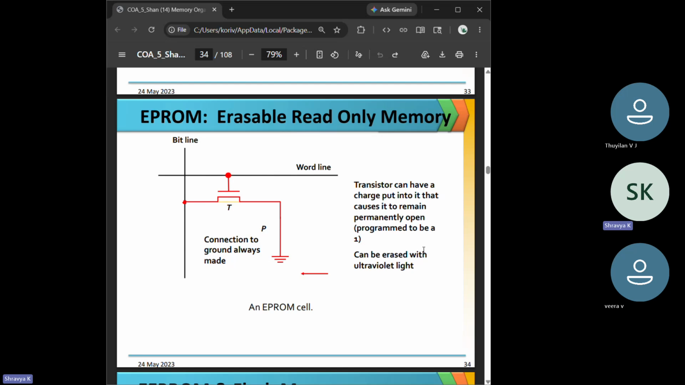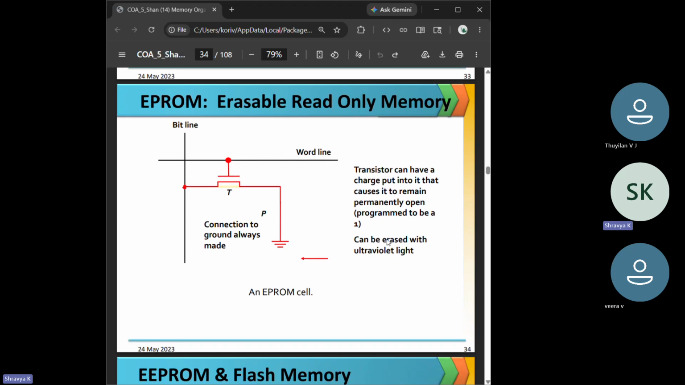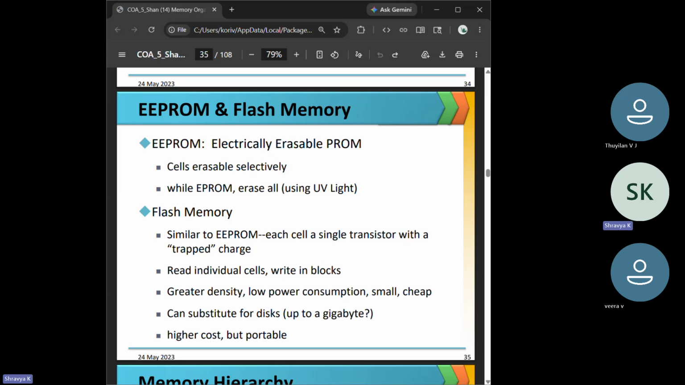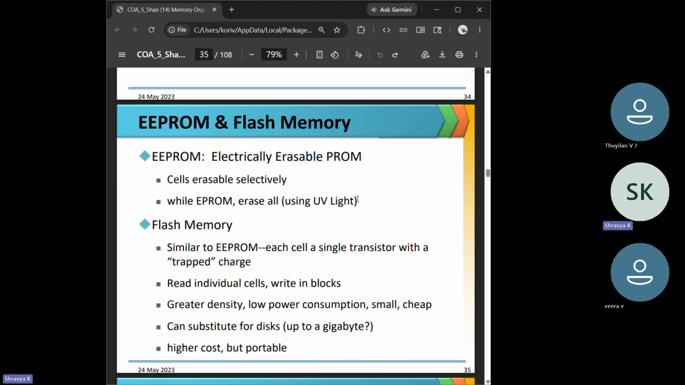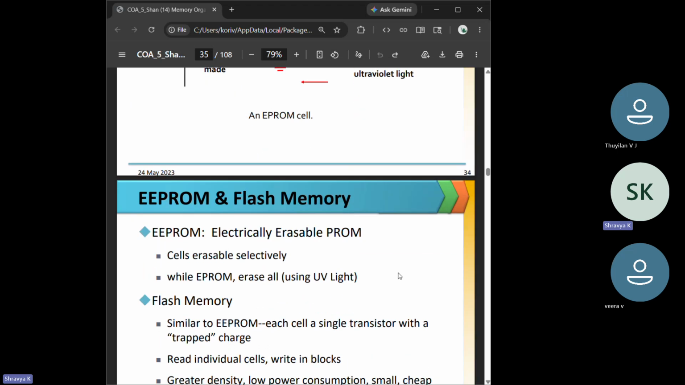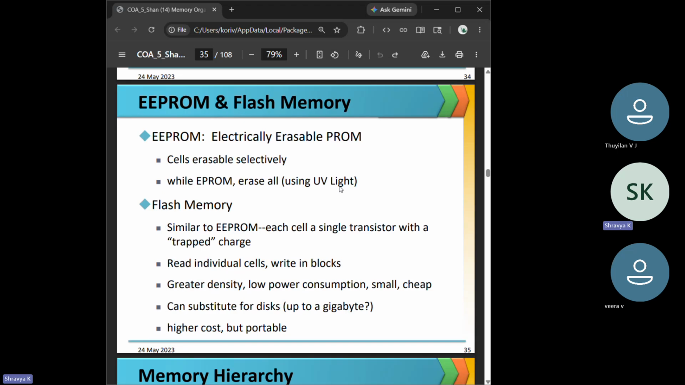Here we use basically UV light if we want to erase the ones and make them back into zeros, right? So that is erasable read-only memory. And then you have electrically erasable read-only memory, which can do this without UV light, right? Additionally, if you use UV light, you're basically going to expose all the cells together. But if you use electrically erasable ROM, then you can select which cells you want to erase and be more selective about which memory you want to erase.